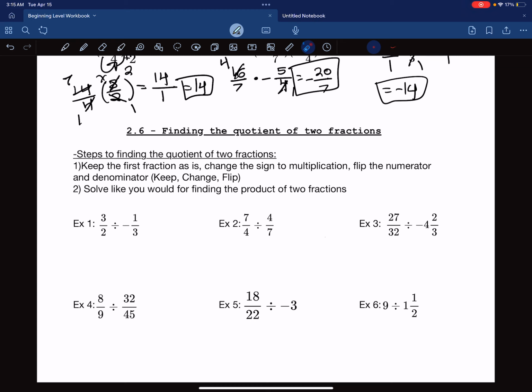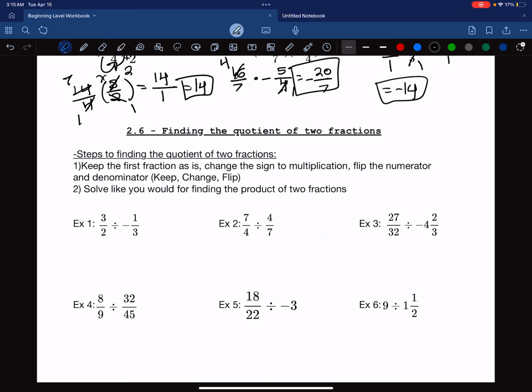When we divide fractions, we want to keep the first fraction as is, change the division sign to multiplication, and then flip the second fraction. Once we do that, we just multiply the two fractions together. This will make sense once we work through a couple examples.